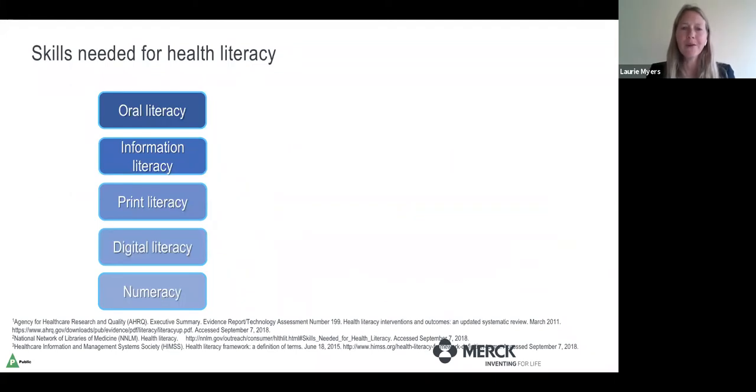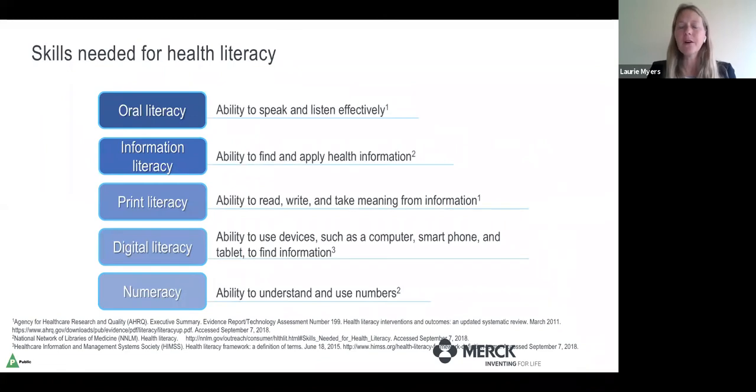thinking about all of the skills that are needed for health literacy. So it's not just your ability to read, it's also your ability to speak. How do you ask questions? Are you comfortable asking questions? Your ability to listen, your ability to seek information and understand that it's credible. Digital literacy and the ability to navigate the internet to even find information that is relevant and that is credible.